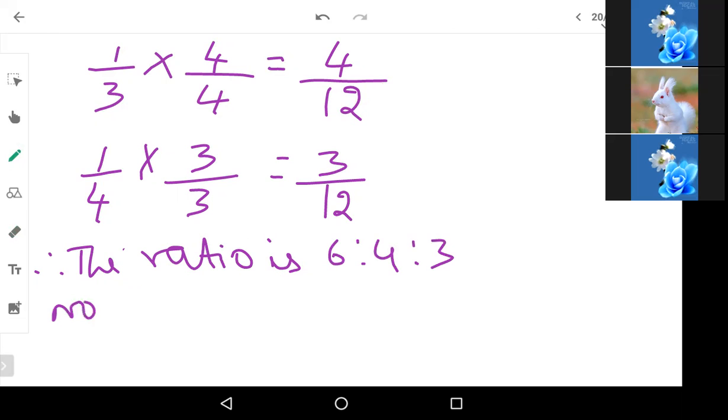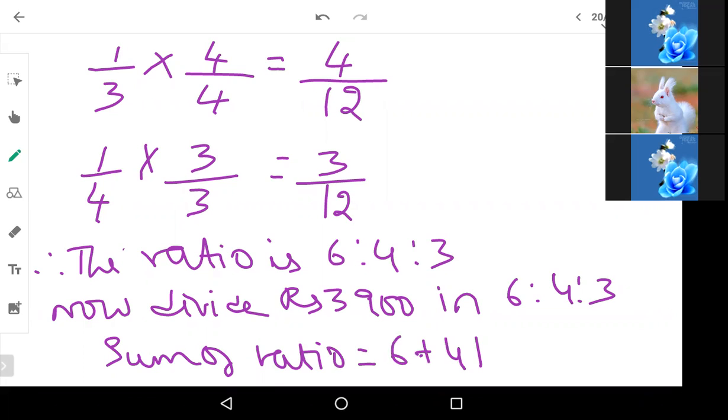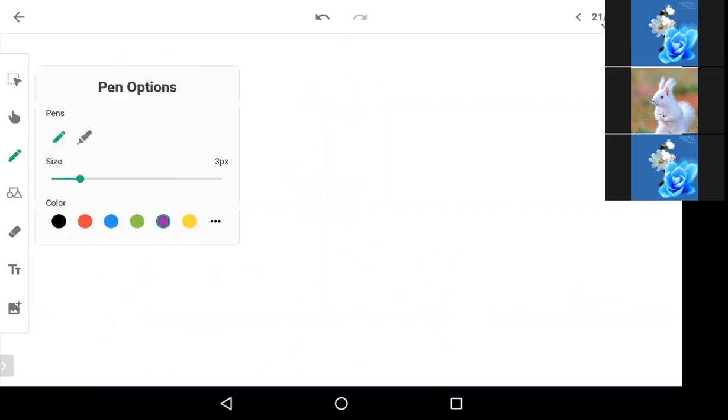Now, divide rupees 3,900 in the 6 is to 4 is to 3 ratio. So, the sum of the ratio is equal to 6 plus 4 plus 3, which will give us 13. 6 plus 4 is 10, plus 3 is 13. Now let us find the share of each of them.